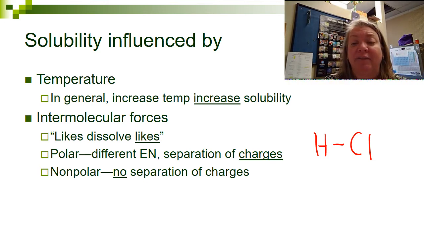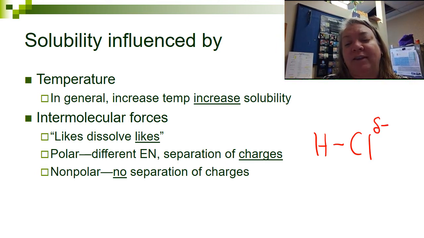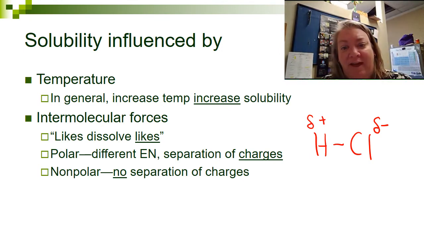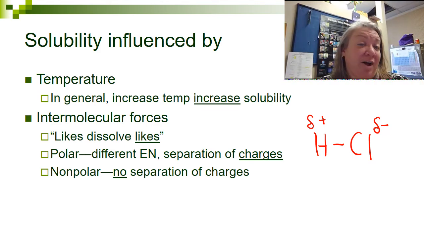So to indicate that, we give it partial charges. We can say that the chlorine is partially negative and that the hydrogen is partially positive. Now, because we have this separation of charges, this partial positive and partial negative side, when it comes in contact with another molecule that also has that separation of charges, the partial positive of one is really attracted to the partial negative of another molecule.